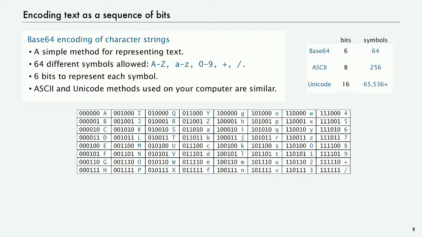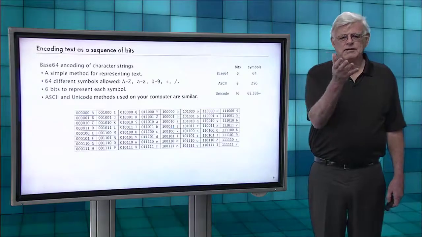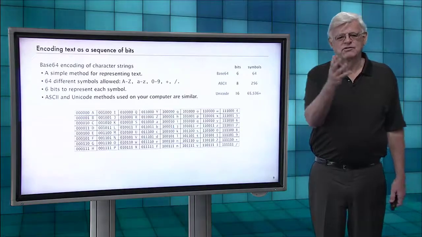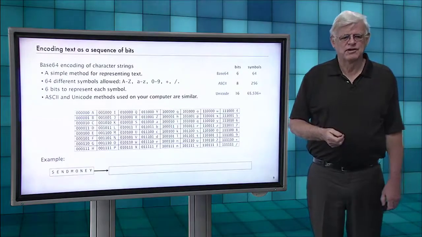So ASCII, for example, uses 8 bits and can do 256 different symbols. And Unicode, which unifies for languages that have many more symbols than English, allows for 65,536 and more, actually, different symbols. So same idea, just more bits. So let's just think about it in terms of this table.